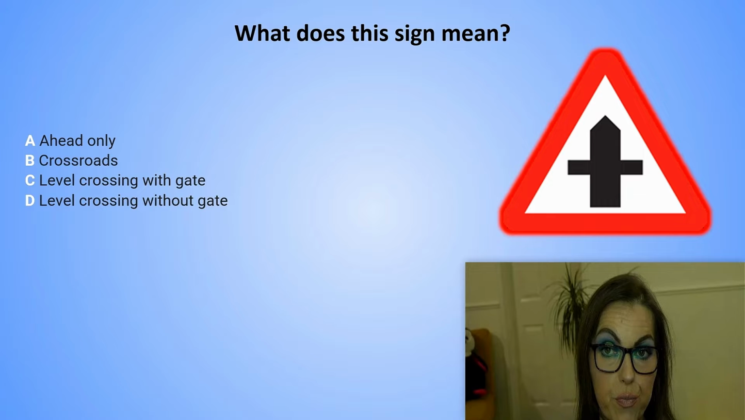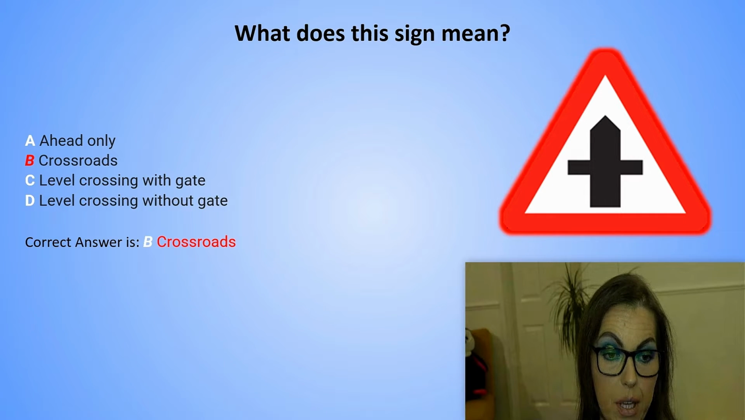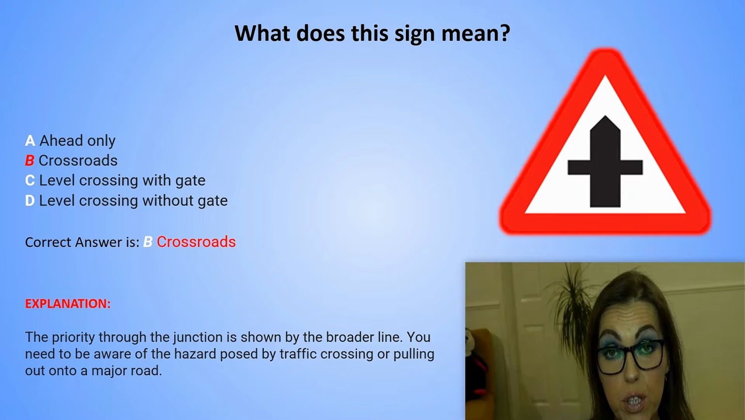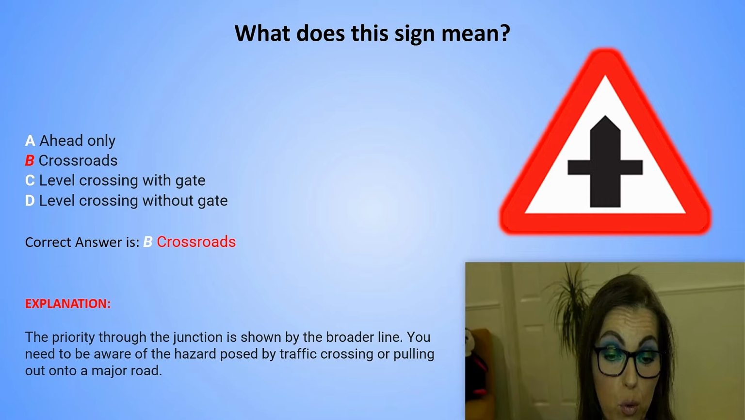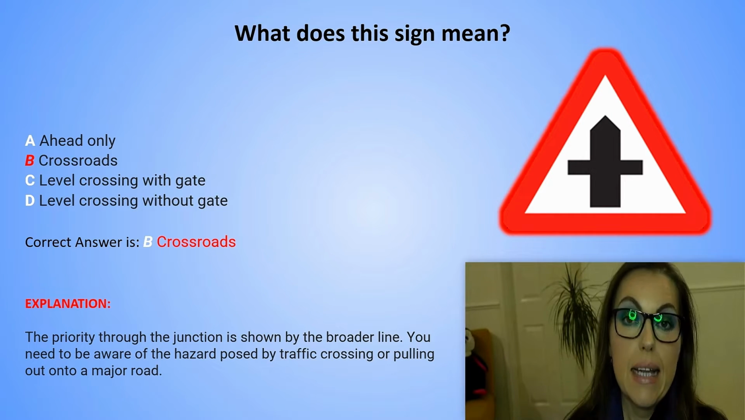The correct answer is B. Crossroads. Explanation. The priority through the junction is shown by the broader line. You need to be aware of the hazard posed by traffic crossing or pulling out onto a major road. Next question.